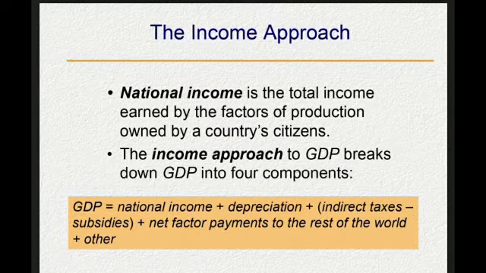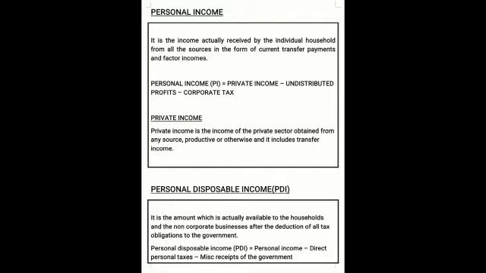Children, I hope you understood the two different approaches, how the calculation of GDP goes through two different approaches, that is the expenditure approach and the income approach. Now you have to learn about personal income, personal disposable income (PDI) and national disposable income (NDI).